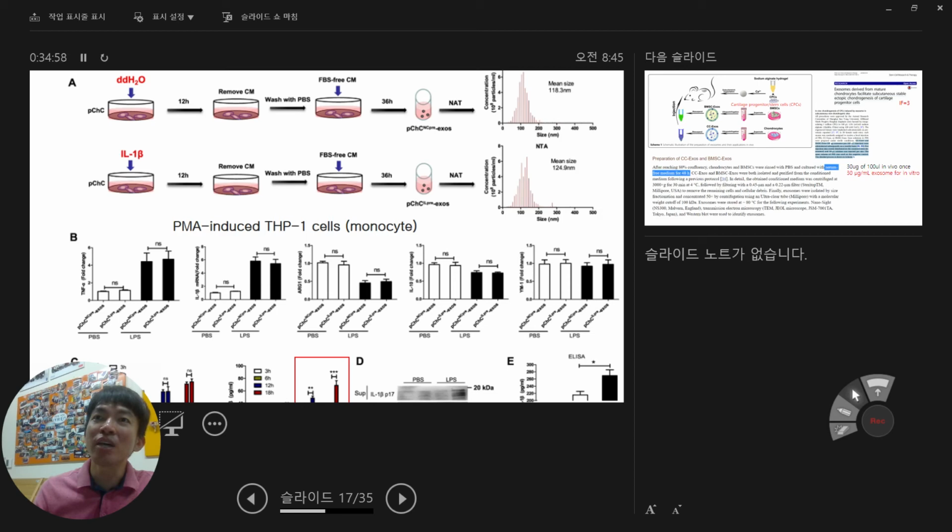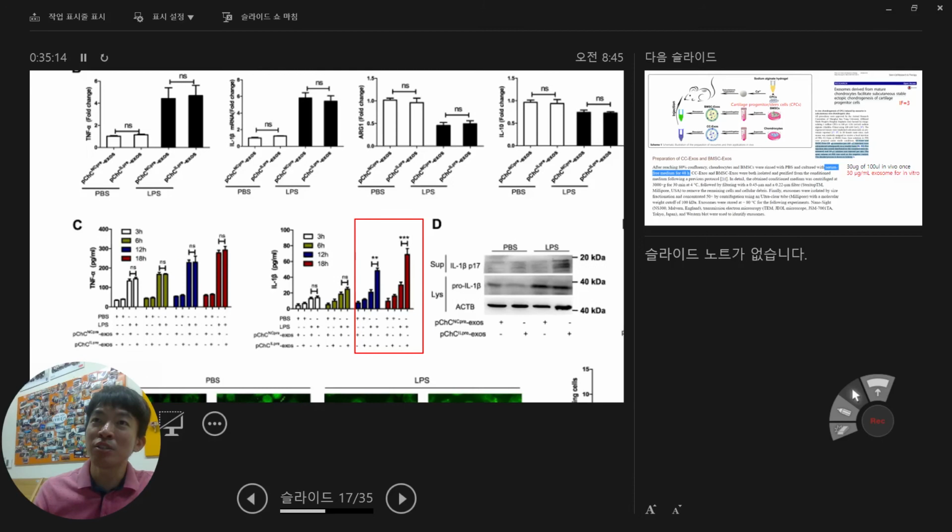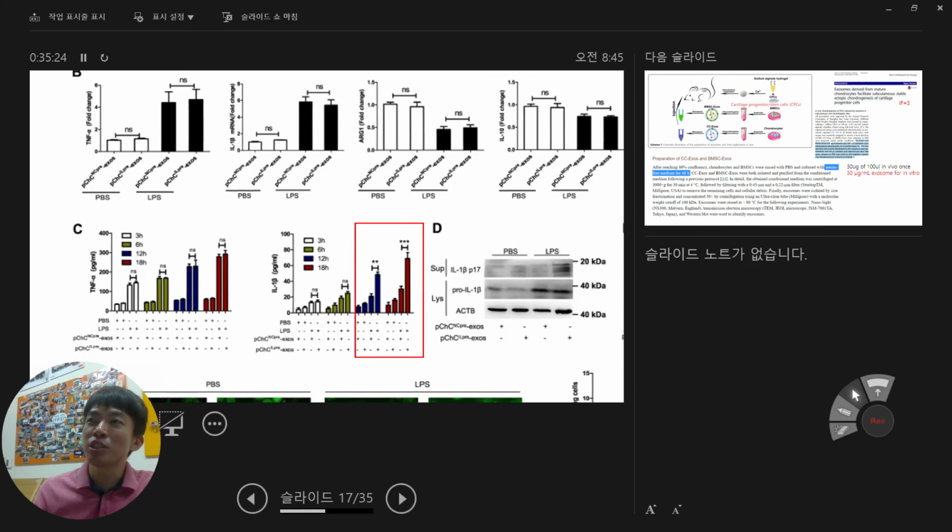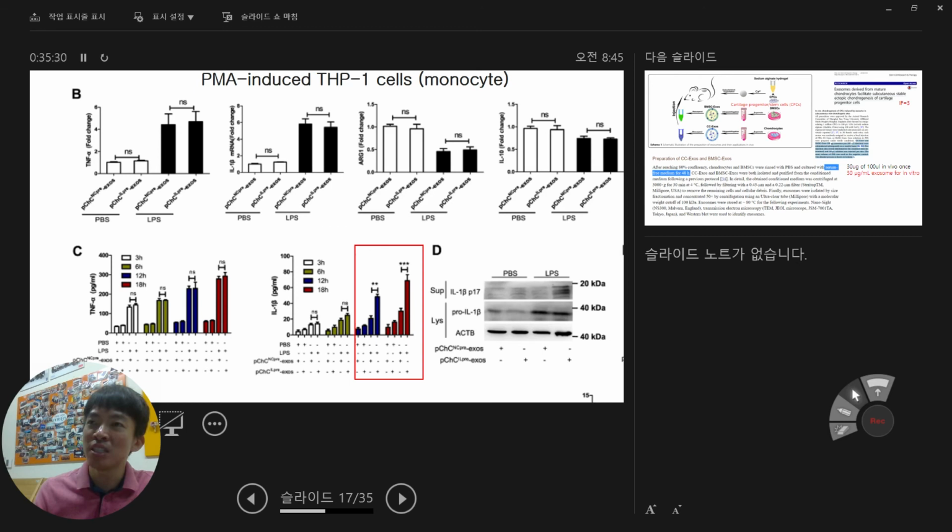They find that under normal condition, PBS, the exosome from IL-1 beta can never activate, but only with LPS. No change, but finally they find the TNF alpha, no change; IL-1 beta only changes at which time? 12 hours and 18 hours. Actually, they were very frustrated. They didn't see any difference among these. But for this IL-1 beta, they only change among the exosomes from the IL-1 beta activated cells. They can increase more than the PBS group under LPS condition. Yeah, so this is a very tricky in vitro study.